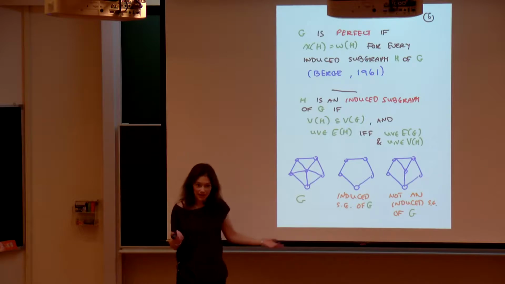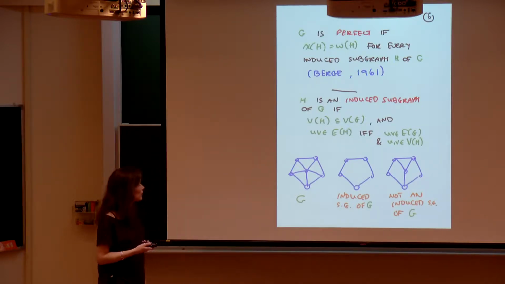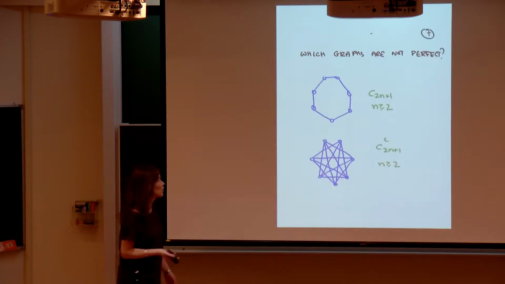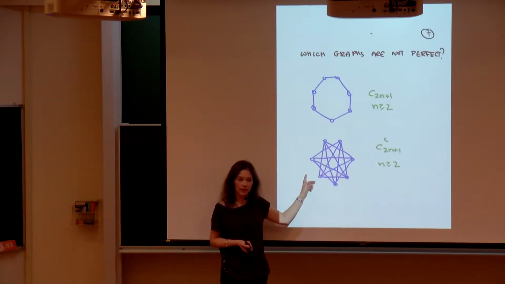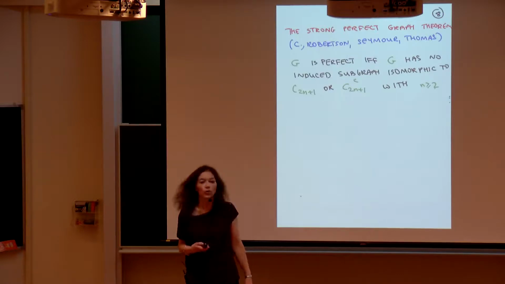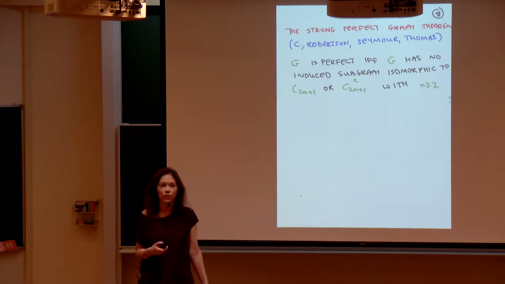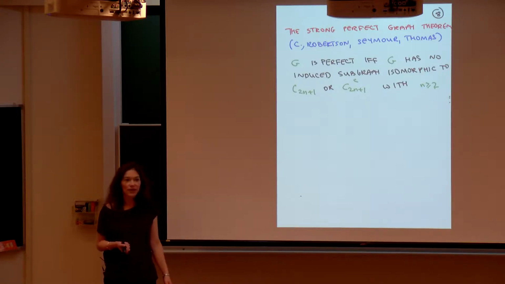And there's something nice to say about them, because the only minimal graphs that are not perfect are odd cycles and their complements. And you can prove a theorem that says if you don't have as induced subgraphs any odd cycles of length at least 5 and any complements of odd cycles of length at least 5, then the graph is perfect.